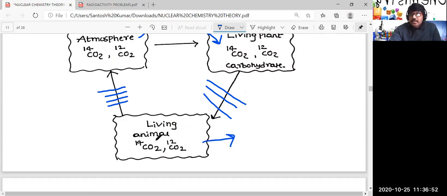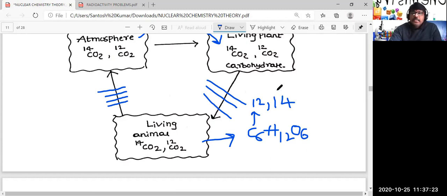For example, just assume this is a dead plant or a dead animal, whatever it has. Let us take C6H12O6, the simplest carbohydrate I'm taking. Simplest means for the sake of understanding. And here there are two possibilities. One is C12, another one is C14, right? But here C14 undergoes disintegration continuously, even in a dead plant.